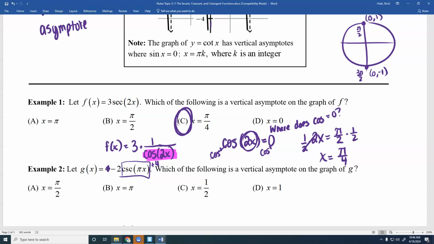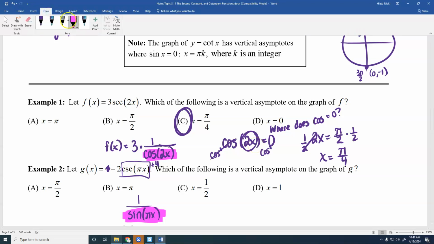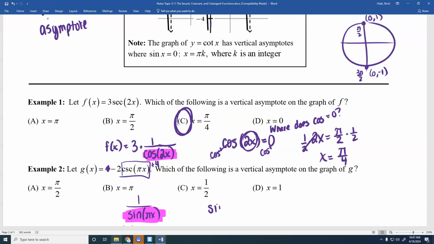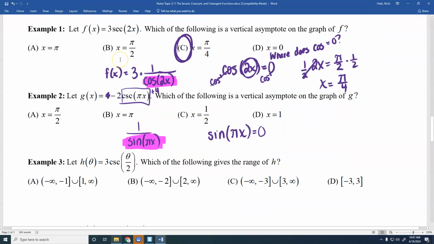Cosecant is 1 over sine. So this is going to be 1 over sine of pi x. And what we're looking at is we're going to have vertical asymptotes anytime that denominator equals 0. Right? So much like we did on the last problem, we want to set that equal to 0. So sine of pi x will equal 0. And we're trying to solve for that x right there. You have to do the inverse of sine. Yes. I'll do inverse sine here and inverse sine here.